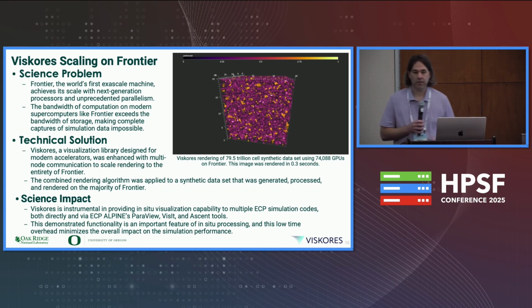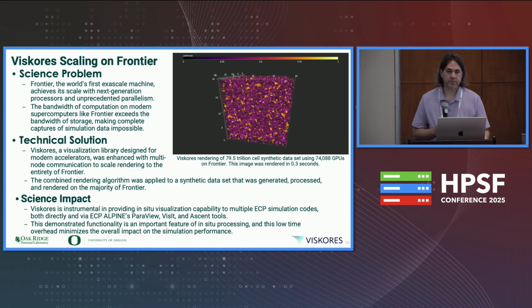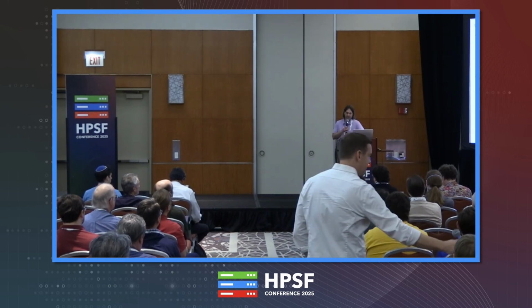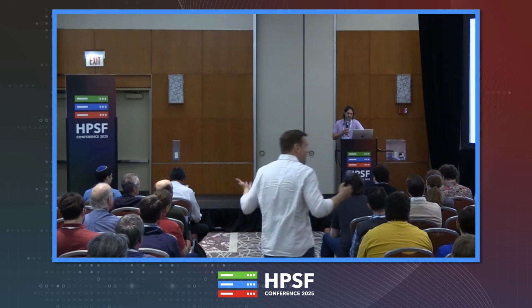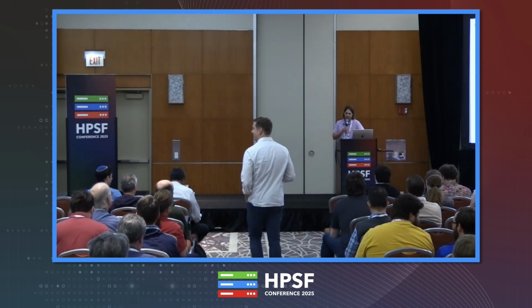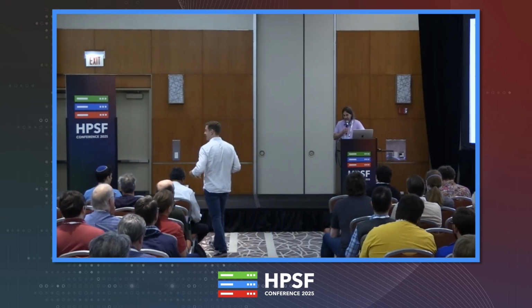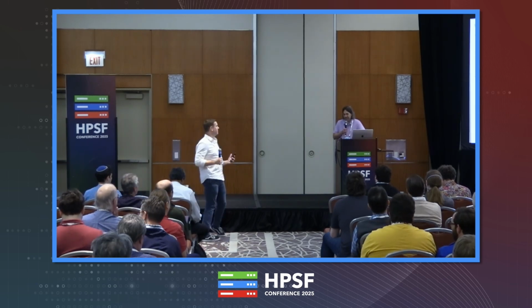Okay. Very quick question. Why the name Viskores? Does it mean anything? Or why did you choose that? Is it something easy to search, or? Not particularly. We needed a name. It's visualization. It runs on a lot of cores. We do use Kokkos underneath of it. That's where the K came from. That's it. There's nothing profound.